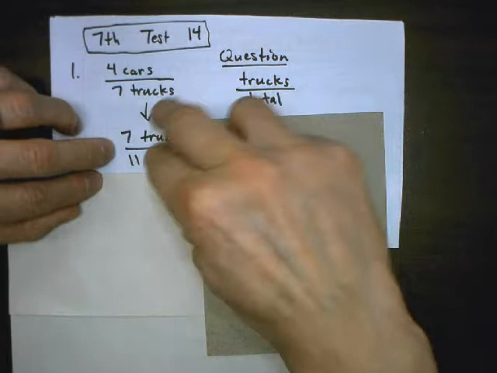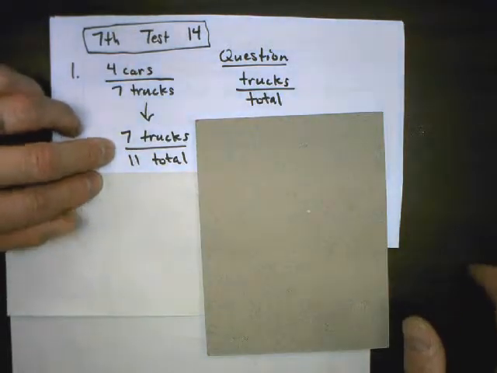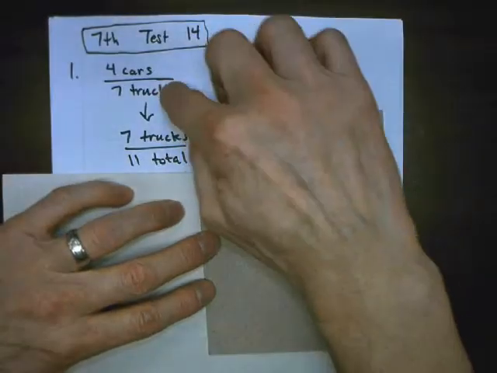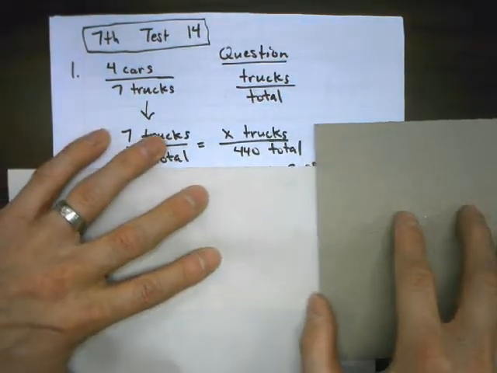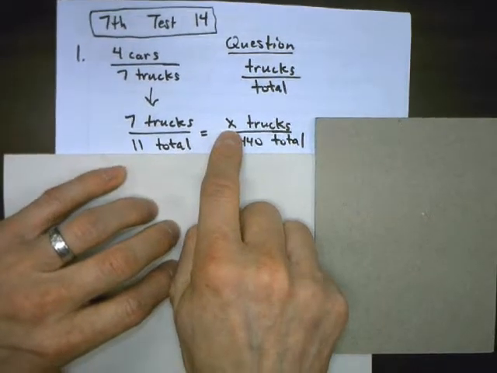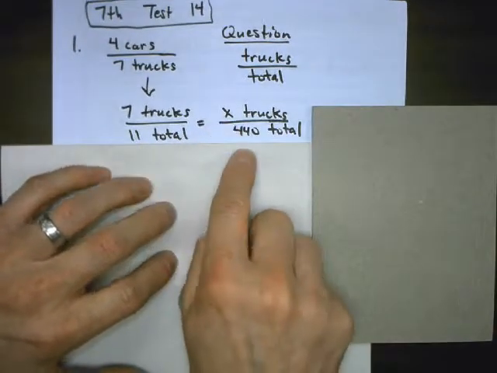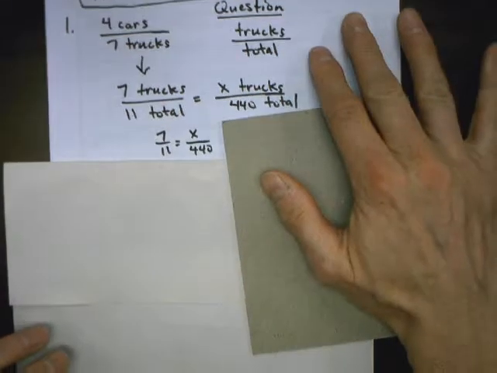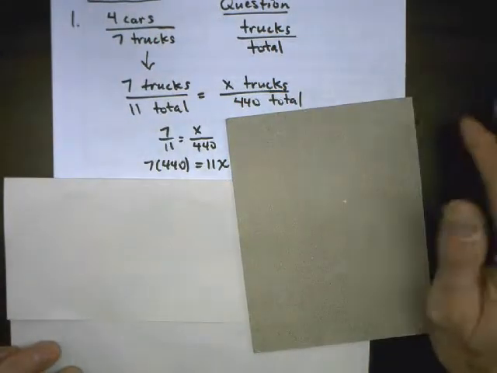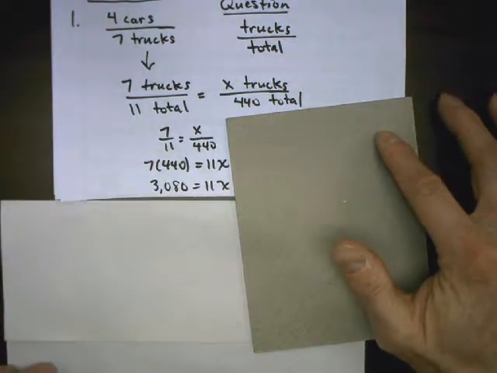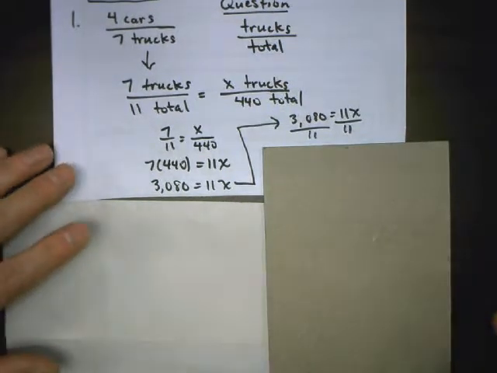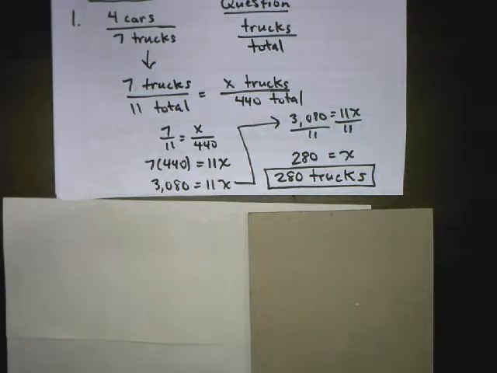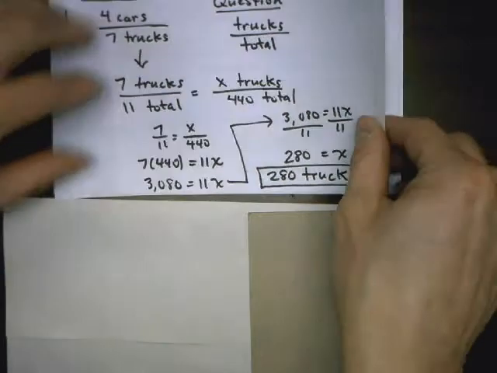And the reason I converted my ratio into this one is because of the question and the way it's worded and what they asked me to find. They want to know trucks to total, so I convert this to trucks to total. Now I can solve. They say how many trucks, so I don't know, so I put a variable for the part that's missing. And they say 440 total cars and trucks. So I write my proportion, I cross multiply, and then I divide. I'm dividing by the coefficient, and when I divide those I get 280 trucks.